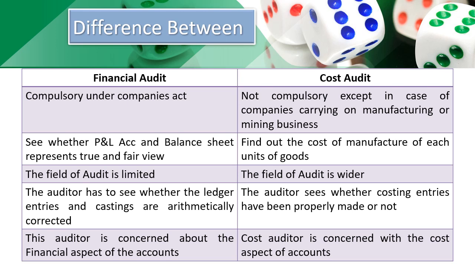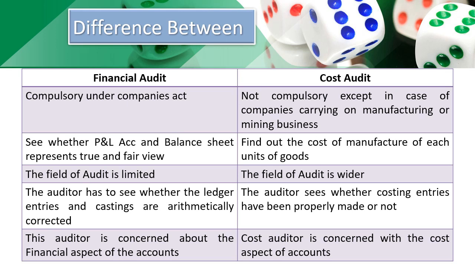Next point, the auditor has to see whether the ledger entries and castings are arithmetically correct. So while conducting the financial audit, the financial auditor sees whether the ledger entries put in the P&L account, balance sheet, etc. are arithmetically correct or not. But in case of cost audit, the auditor sees whether costing entries have been properly made or not. They are not concerned with the ledger entries, but they are concerned with the costing entries.